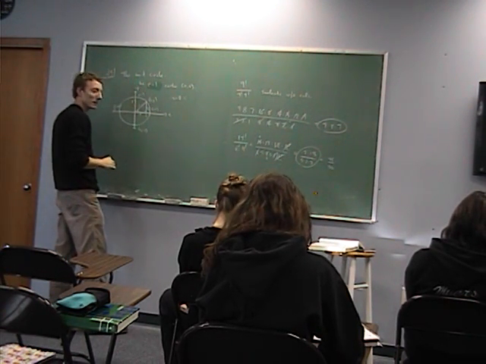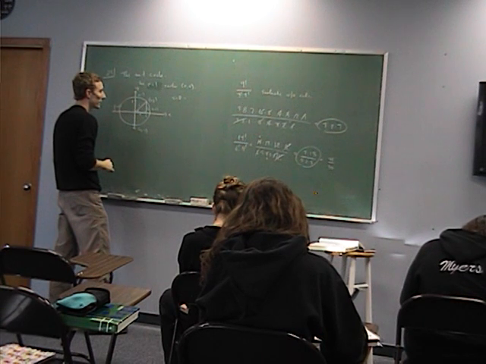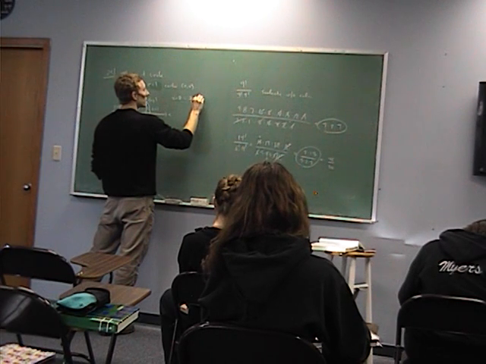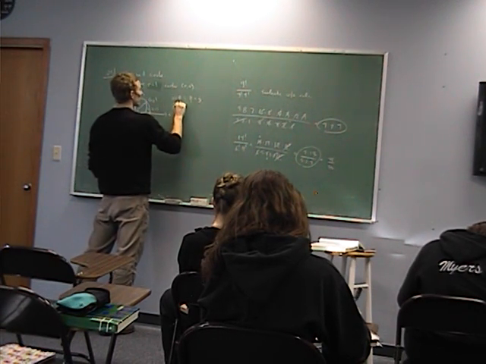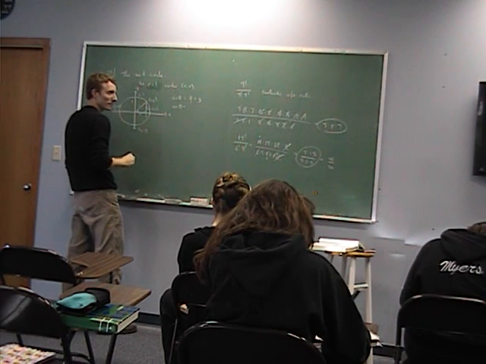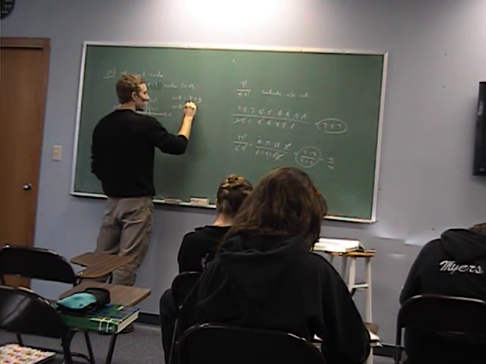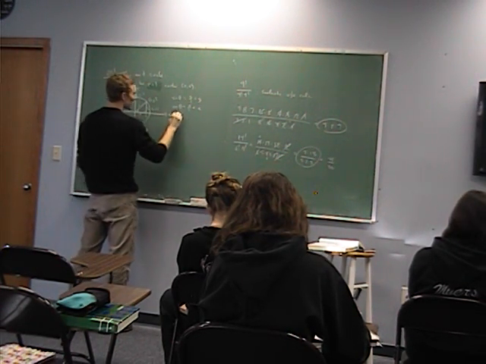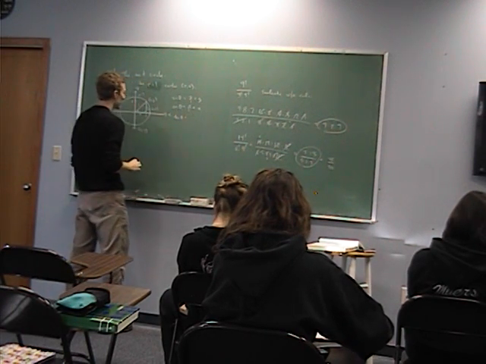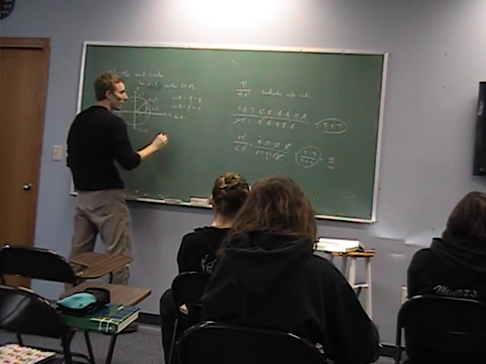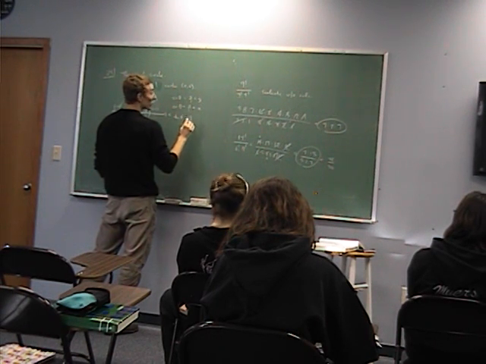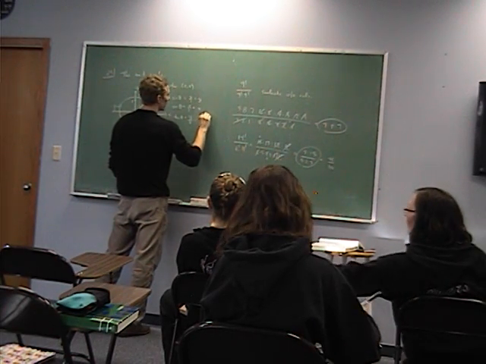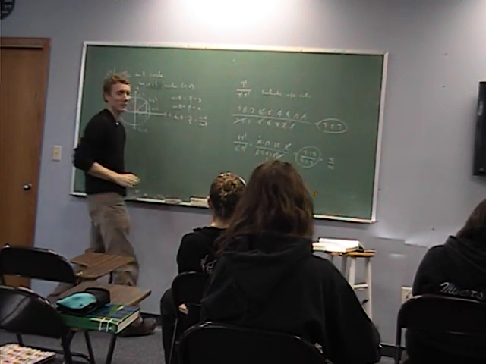What's the sine of our angle? The sine of our angle would be y over 1, which is just y. What's the cosine of our angle? x over 1, which is just x. And what's the tangent of our angle? y over x, which, by the way, using substitution, is also sine over cosine.